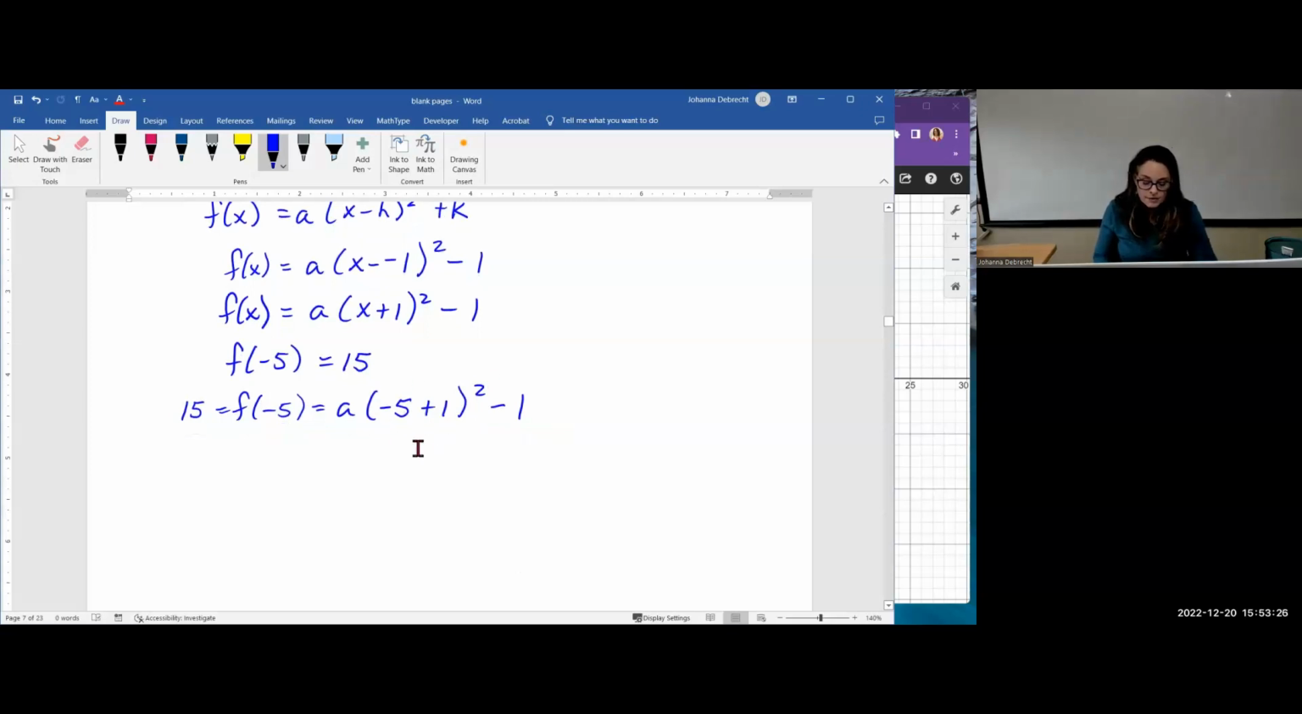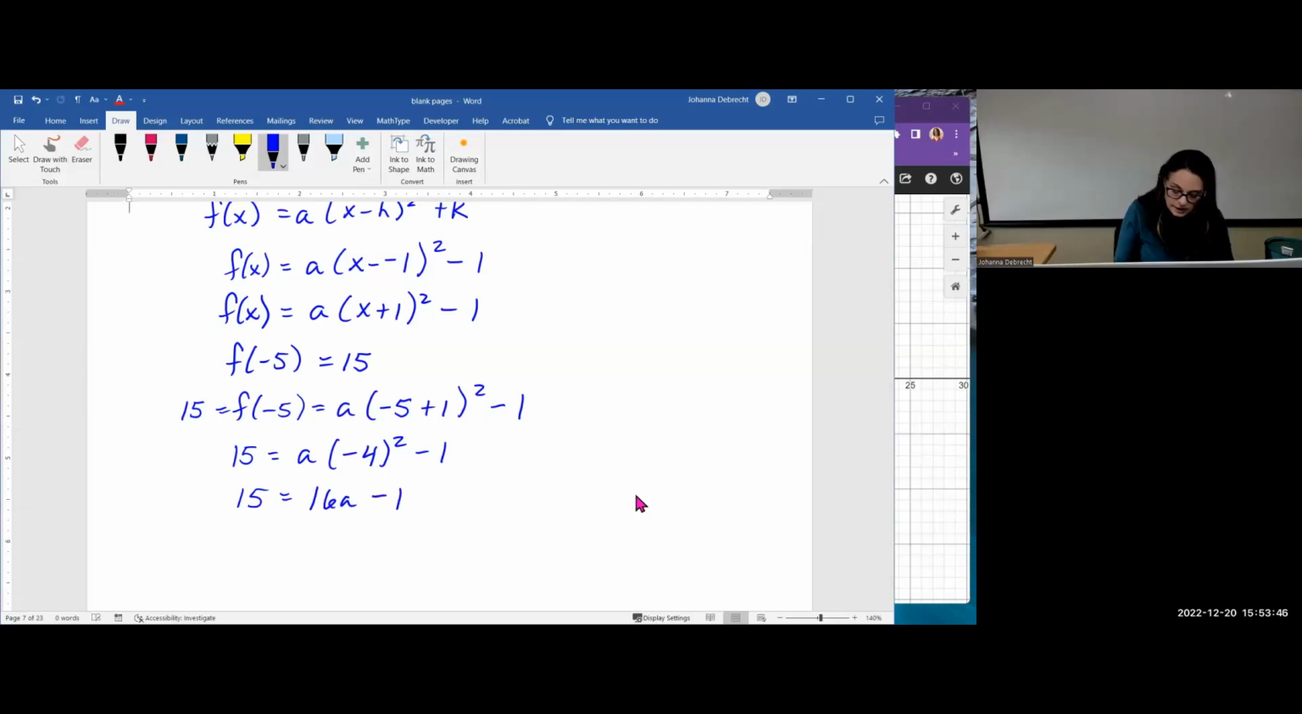So remember order of operations. We have to do what's inside the parentheses first. So this is going to give me 15 equal to a times the quantity -5 plus 1, which is -4. And then I'm going to have to square it first, so that gives me 16. So I have 16a minus 1. And then I'm going to add the 1 to both sides of the equation, keeping it balanced across the equals. And I get 16 equals 16a, which tells me that a is 1.